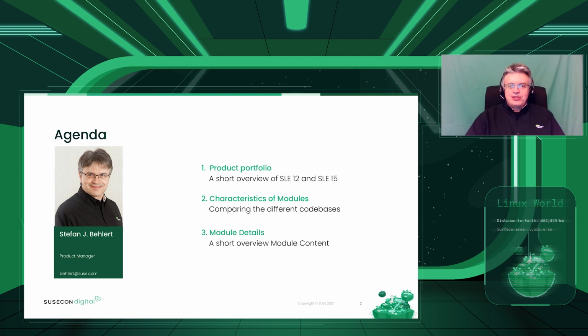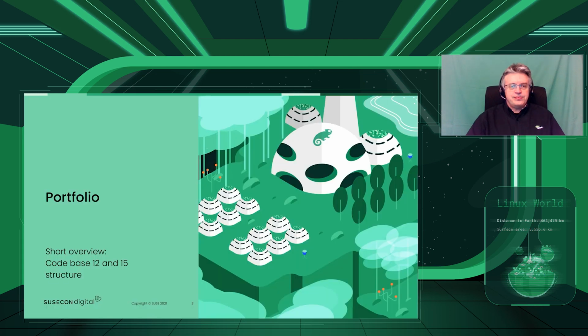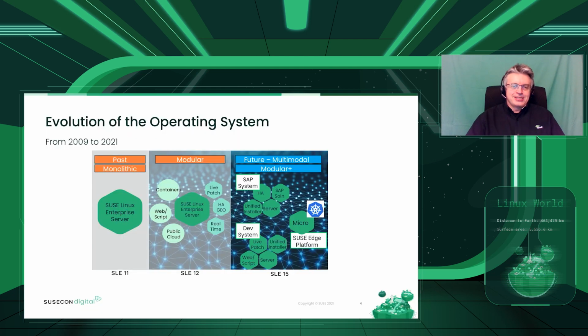We will first have a look at the two code bases, SLE 12 and SLE 15. And then look at what those mean for the modules of the various code bases and the characteristics there. At the end, we have a look at the module details as well as an overview of the module content. But let's look first at the code bases and the structure of those products.